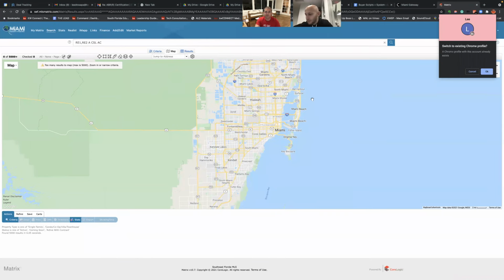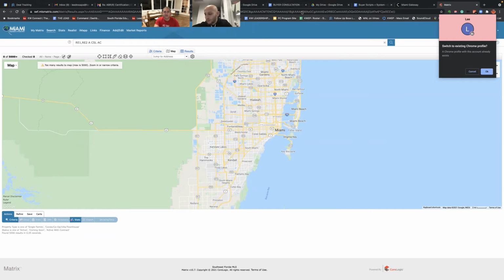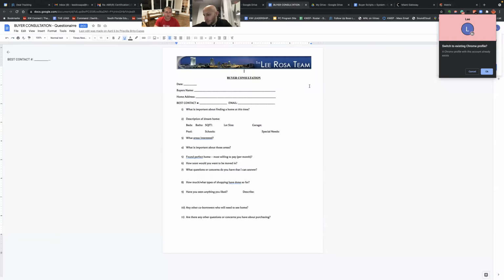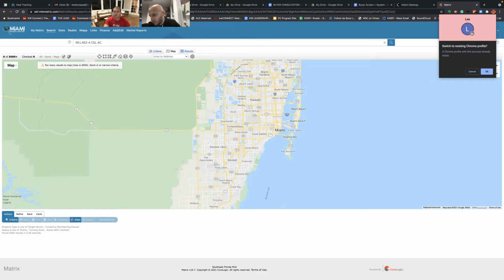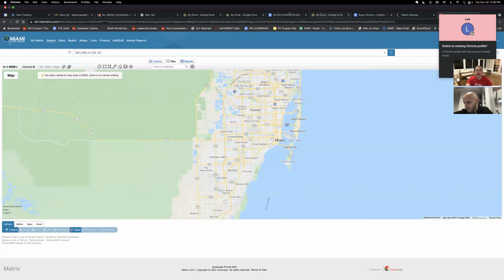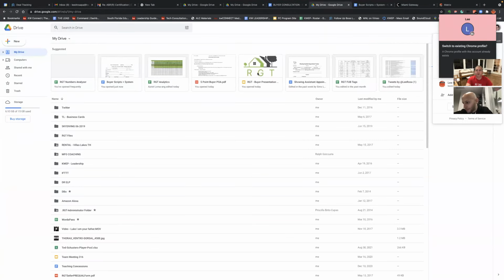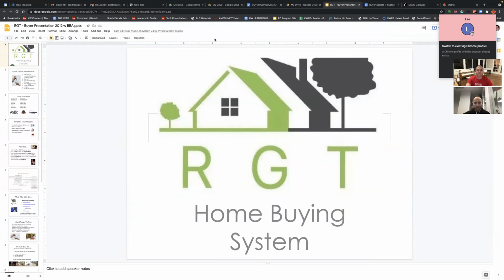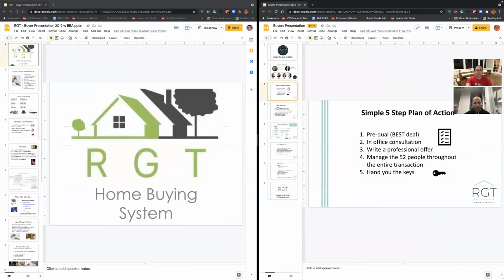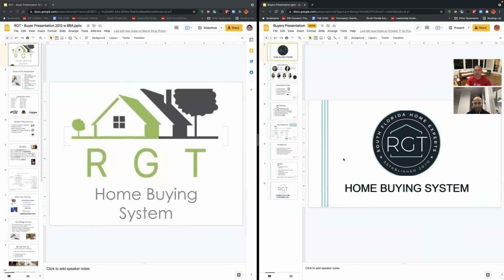So this is what the map looks like, and this is what the consultation form looks like. You want to have the consultation and the map open and ready to use. But when the client is showing up at the very start, you want to have the presentation up on the screen. Okay. So this is the old presentation, and this is the new presentation. I'm going to go through them piece by piece.